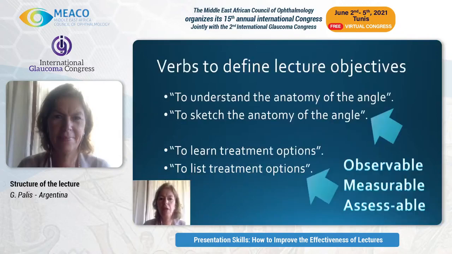When you define the objectives of your lectures, it's important to select adequate verbs to define them. So, for example, if you want your students to understand the anatomy of the angle, maybe you can choose a different verb, like to sketch the anatomy of the angle, because that is something that you can observe, that you can measure, and that you can assess, while understand is something that is not easily accessible.